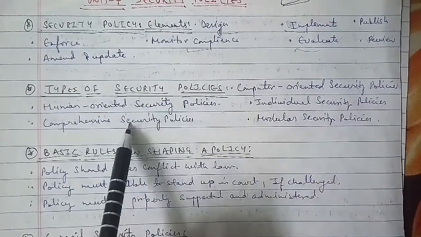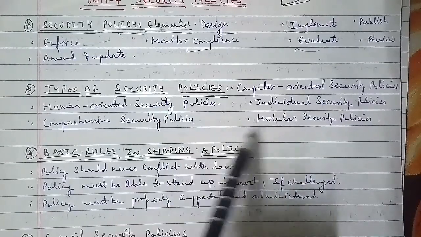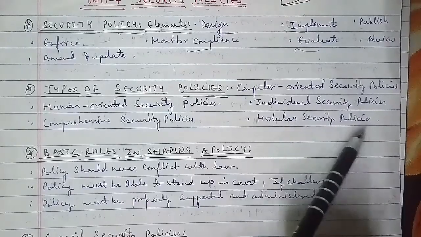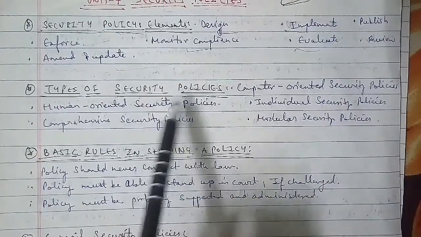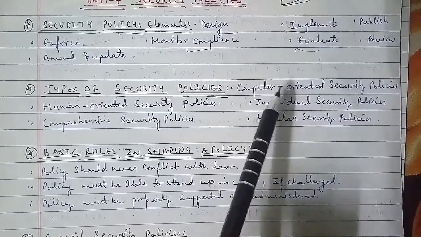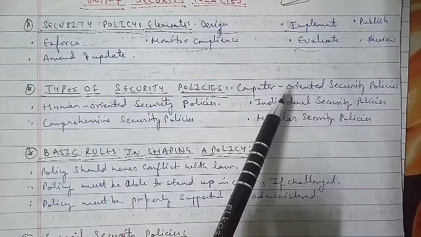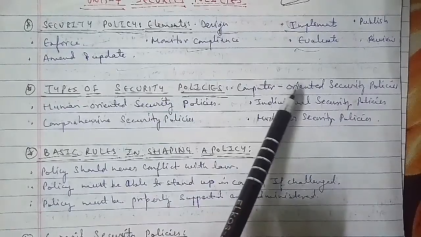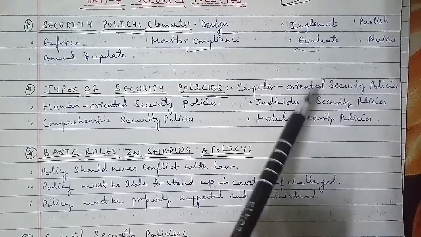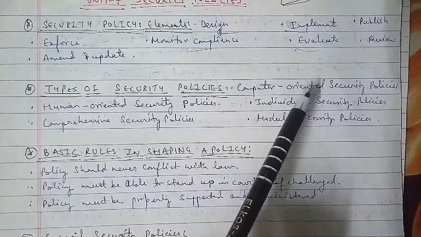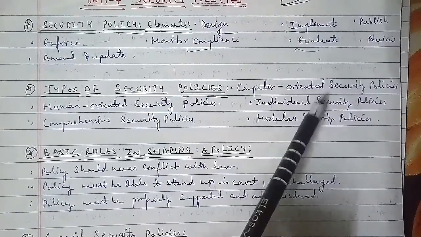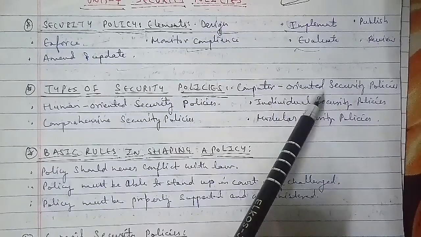With regard to the types of security policies, the first we have is the computer oriented security policies. Here, the computer oriented security policies are the information security policies that implement access control, discretionary access control or mandatory access control, on operating systems, networks, and applications as well.